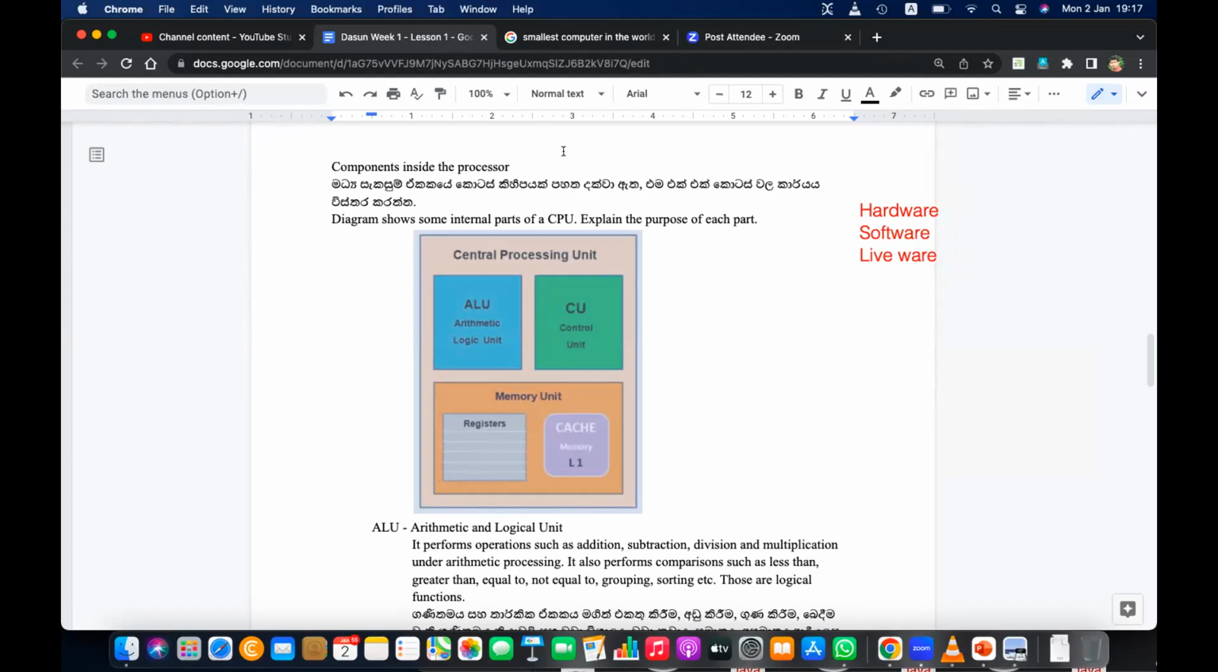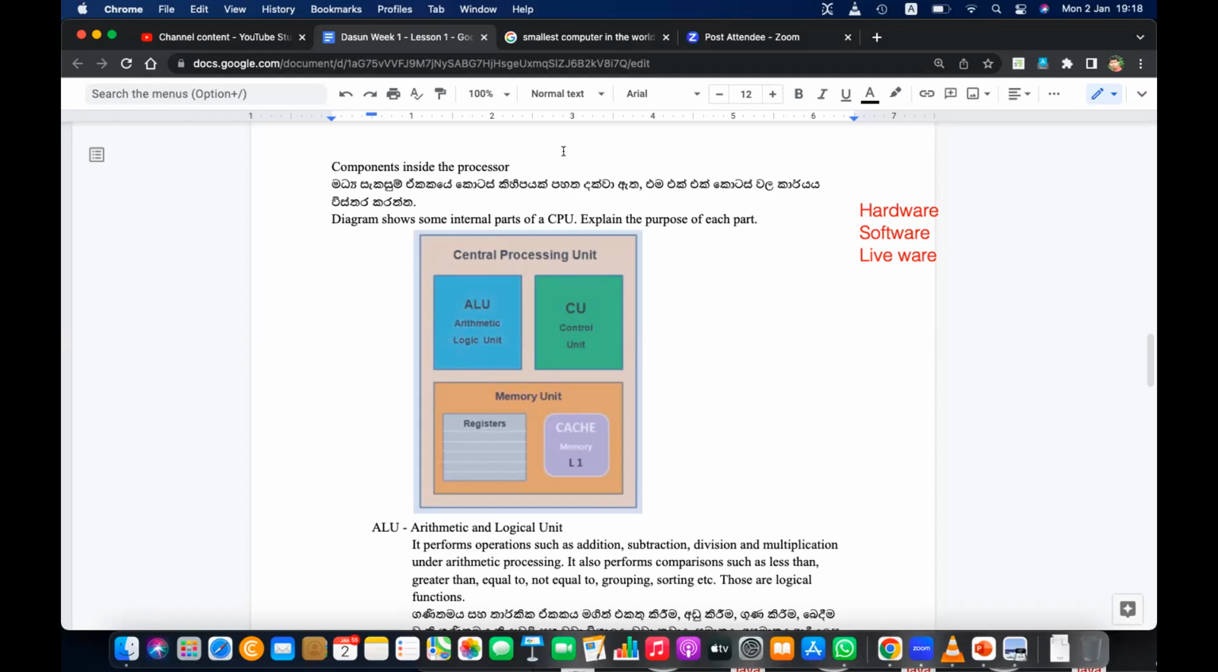Then liveware. People work with this hardware and software. We call them liveware, the humans who are working with hardware and software.